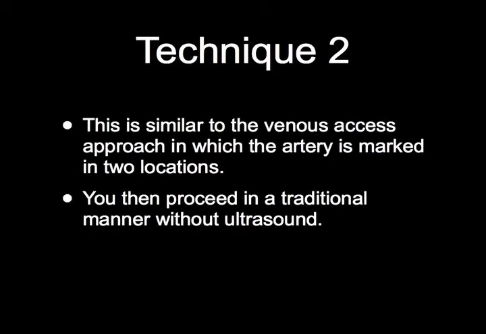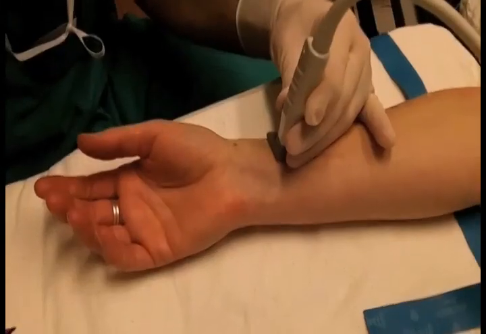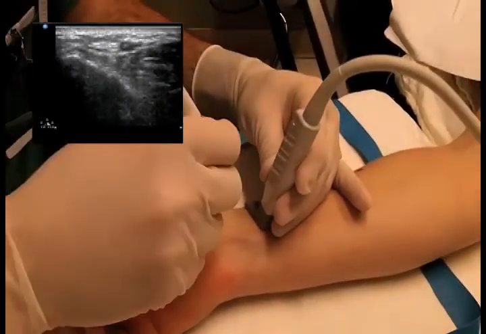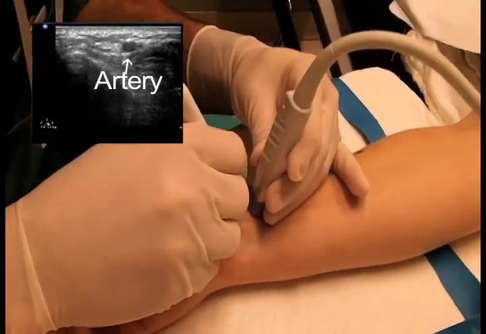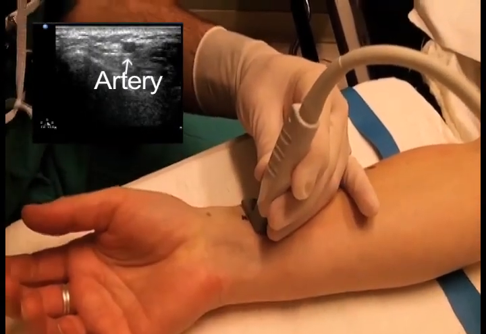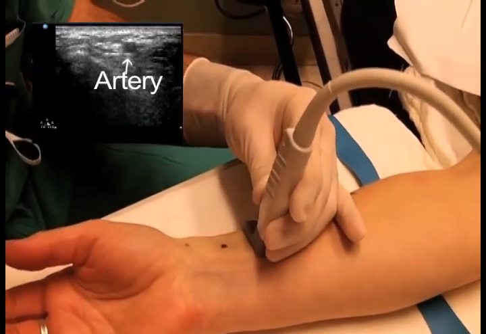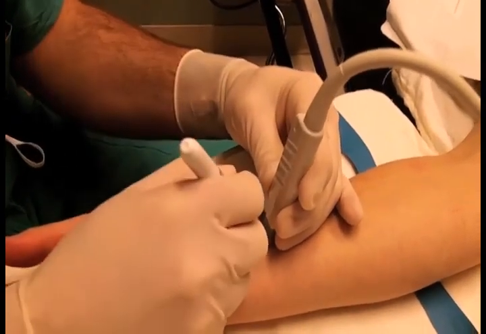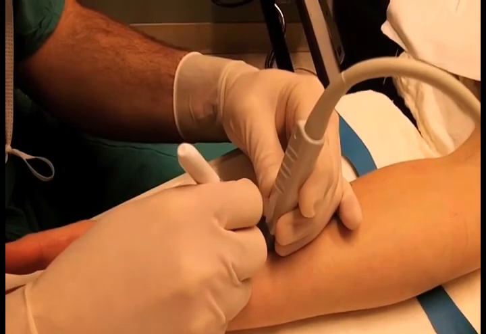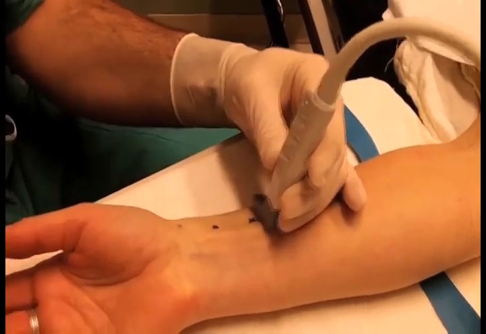Technique 2. This is similar to the venous access approach in which the artery is marked in two locations. You then proceed in a traditional manner without ultrasound. This is being demonstrated here. Here is the first skin mark. Then the transducer is slid in a proximal direction. And a second skin mark is placed right over the ultrasound identified location of the artery.